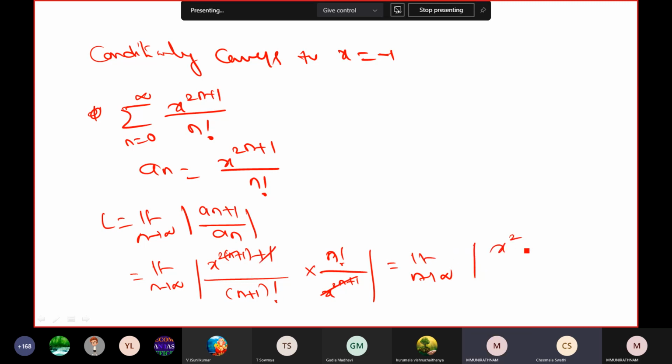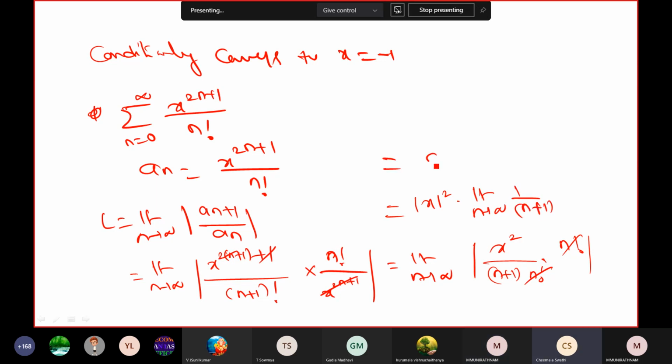Mod x square, so n plus 1 into n factorial, this will cancel. So 1 by n factorial into n factorial by n plus 1 is 1 by n plus 1. Mod x square into limit n tends to infinity 1 by n plus 1. So this value is 0, right? 0, sir. Yes. So L is 0, which is less than 1.